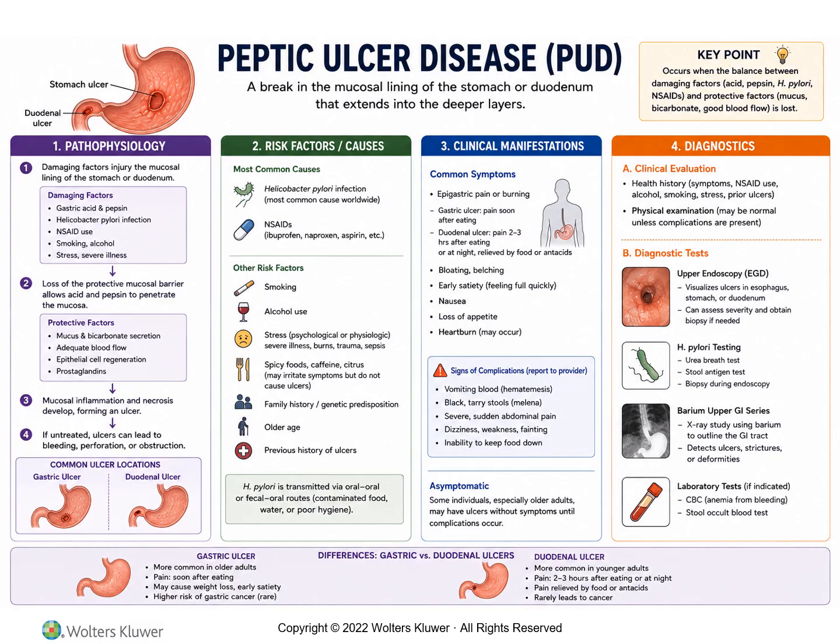Are they taking NSAIDs? Could they have H. pylori? Are they showing any evidence of bleeding? And is there anything suggesting perforation or obstruction?